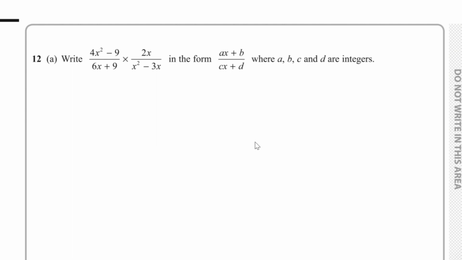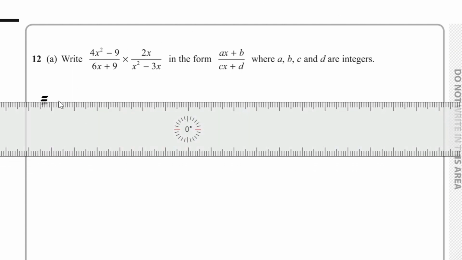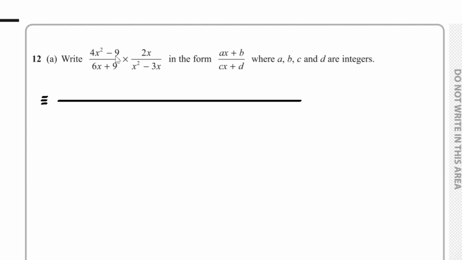Question number 12. For part A, we have to write 4x squared minus 9 over 6x plus 9 times 2x over x squared minus 3x in the form ax plus b over cx plus d, where a, b, c and d are integers. Well, what would all this be equivalent to? The 4x squared minus 9 we can rewrite as a difference of two squares. We have 2x plus 3 times 2x minus 3.